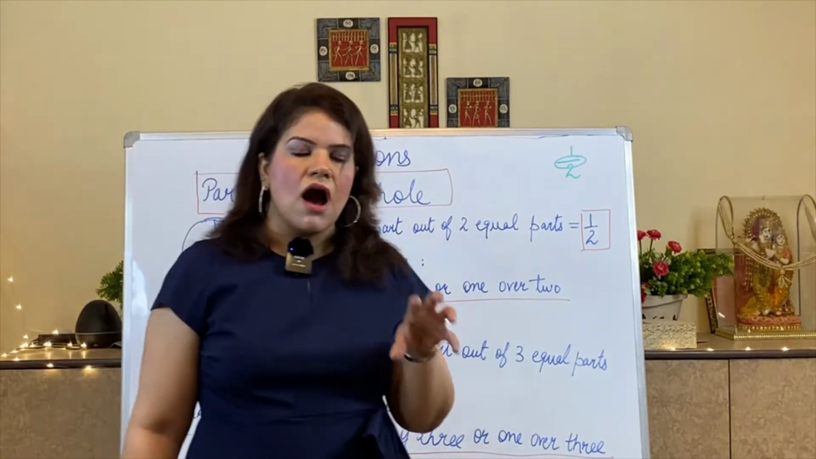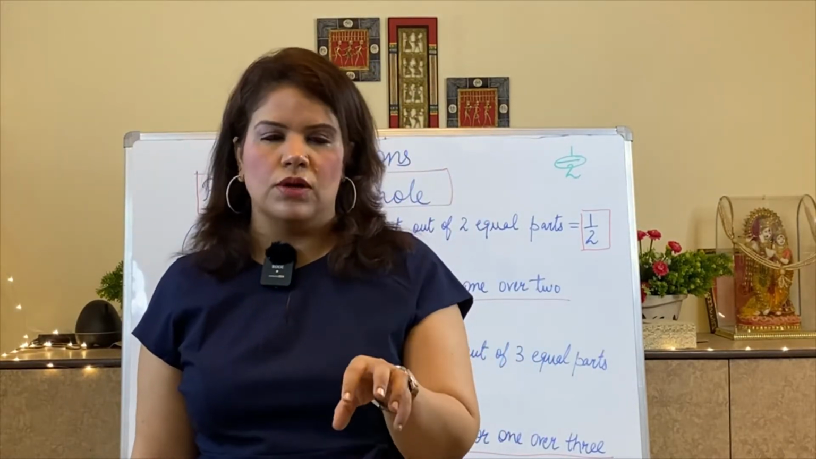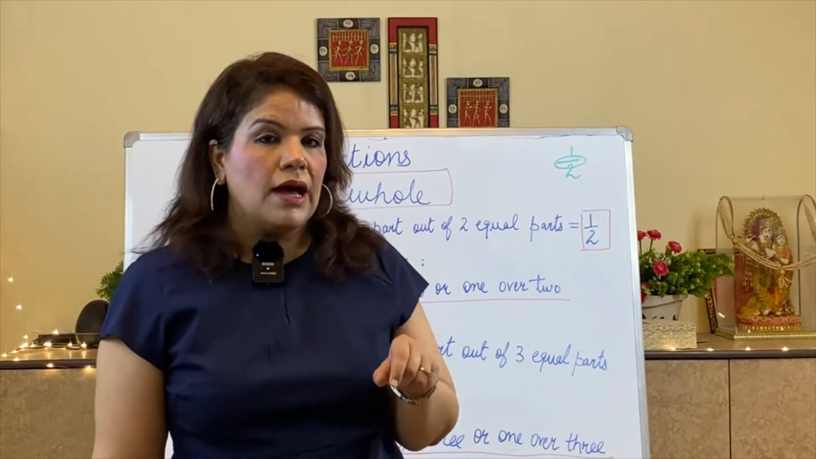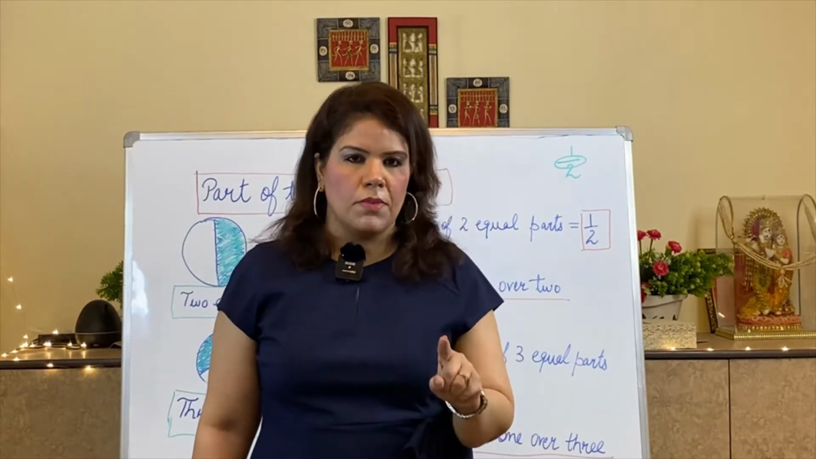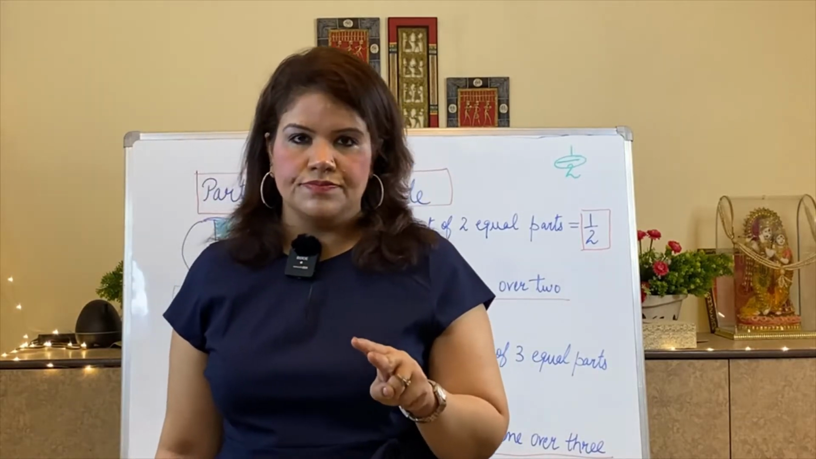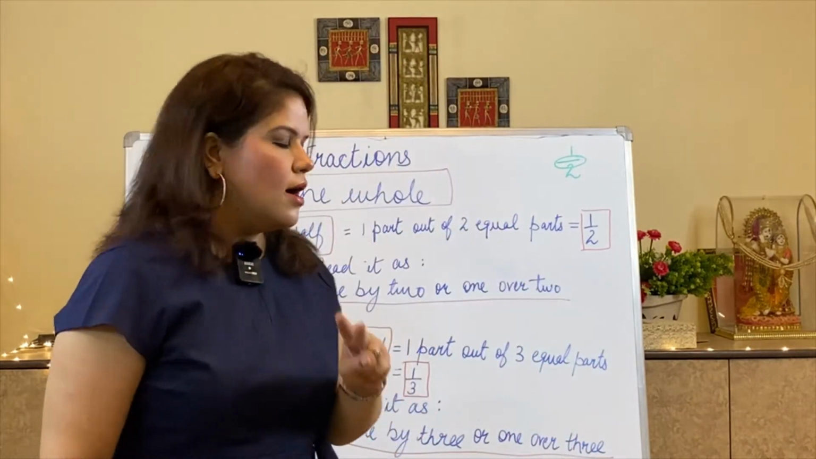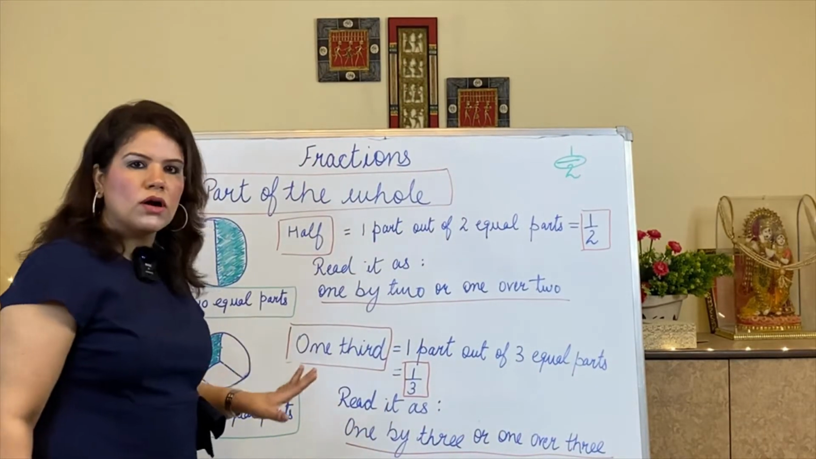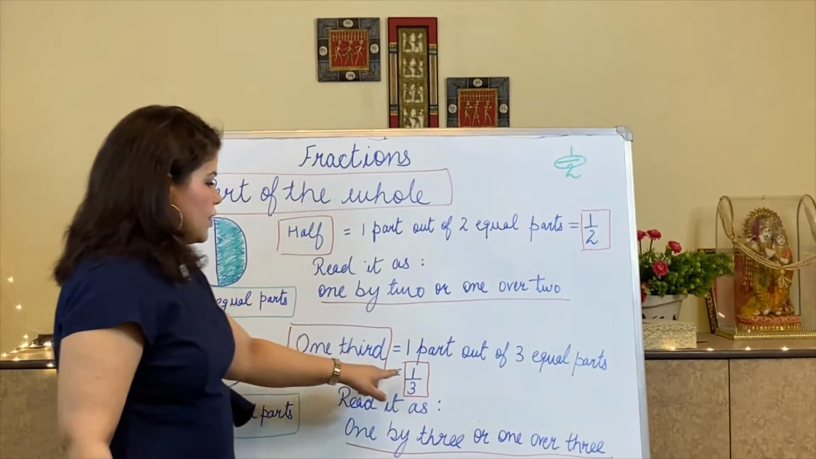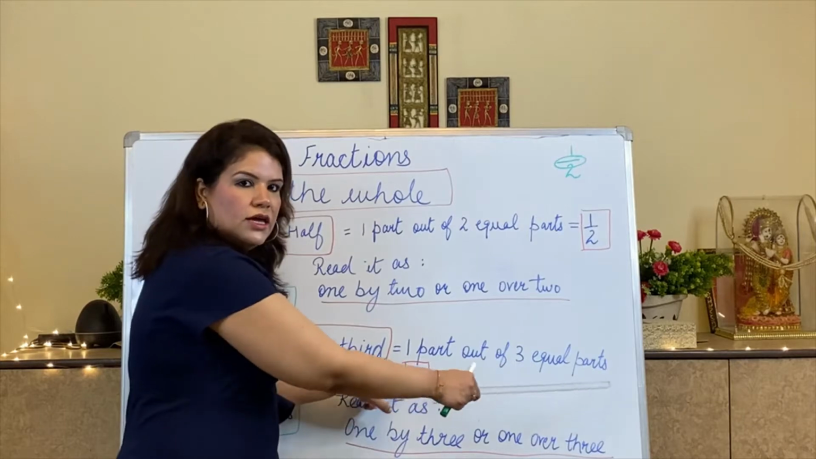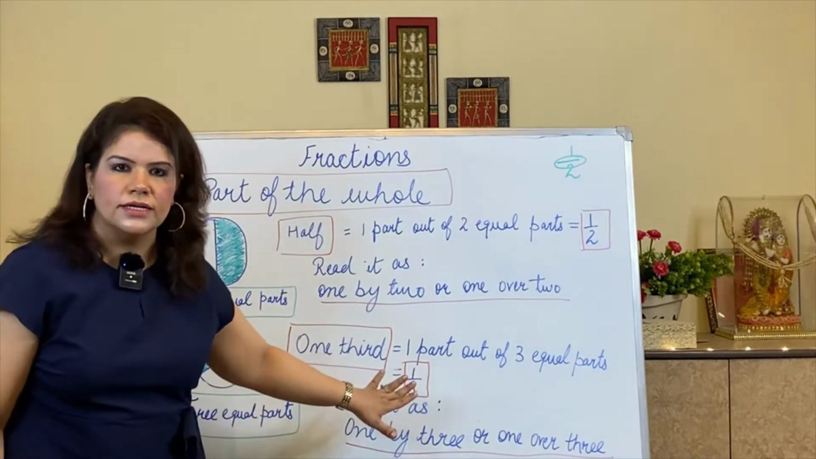These parts are making one complete circle. They are parts of the circle and they are equal. But out of these three parts I have shaded only one part. Two parts are unshaded. Three are equal, but one is shaded. So when we talk about the shaded part, it is only 1 out of 3. So I am going to write one part out of three equal parts. 1 by 3. So this is 1/3.